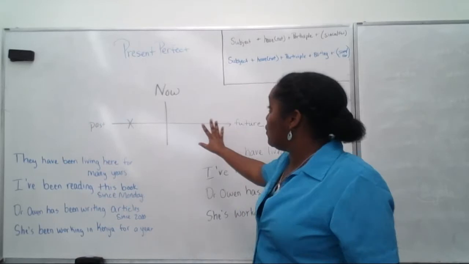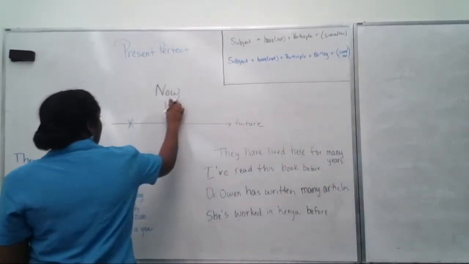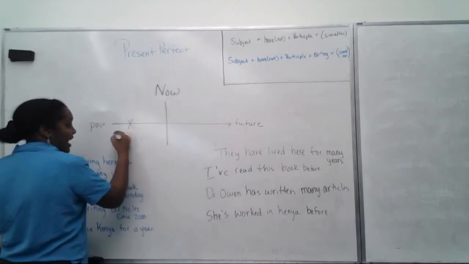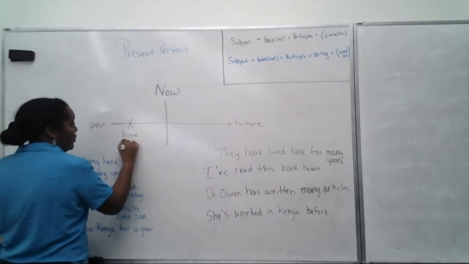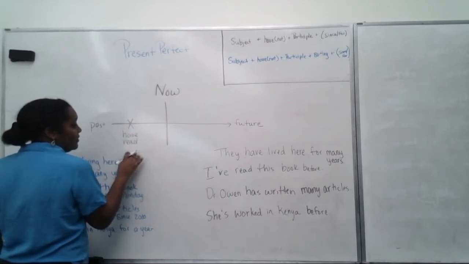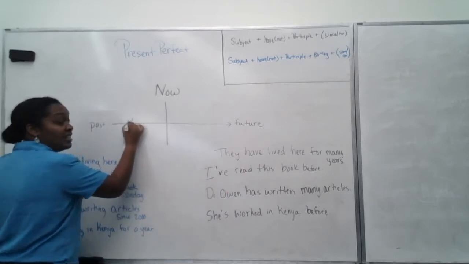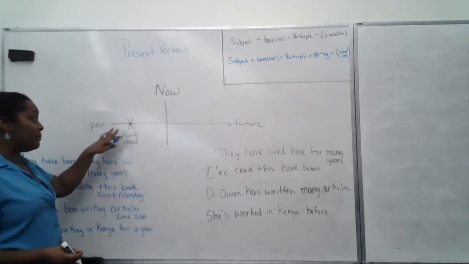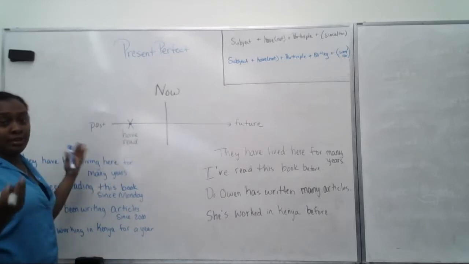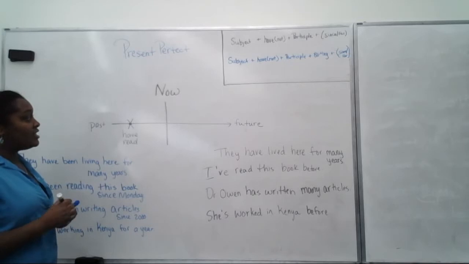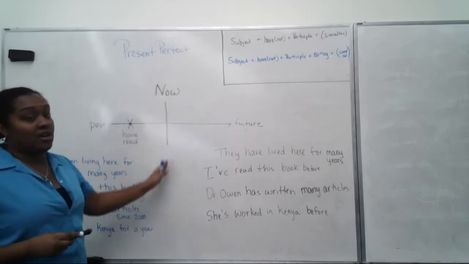Now, this diagram shows you what present perfect looks like. This is now, this was the past, and I have read. So I've read this book before. It means it's a completed action at some point in the past. So I have read a book before. It's over, okay? But it has an effect on now.